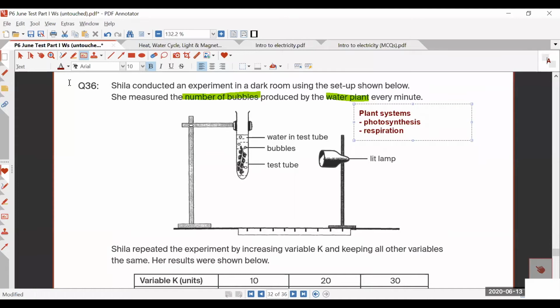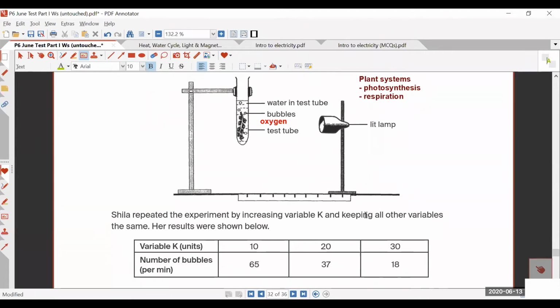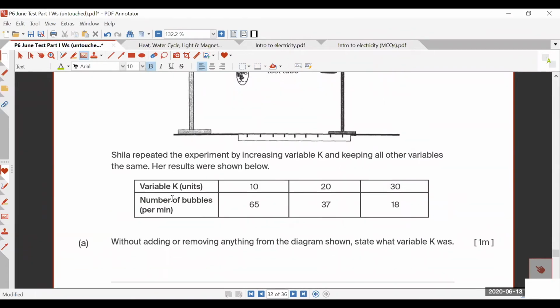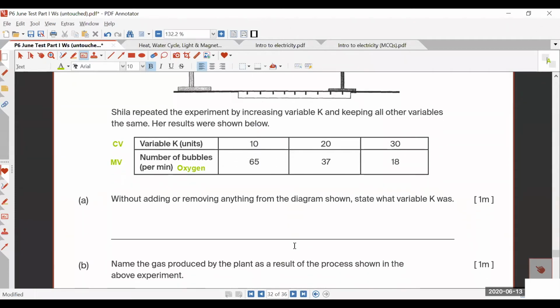So here we got the number of bubbles produced, and you know that's photosynthesis. So the bubbles are what bubbles? Oxygen bubbles. Okay. And then we got this variable K, then you know that it's CV and MV, right? So of course we have labeled our CV and MV. CV will be my variable K, I'm changing that. And my MV will be my number of bubbles produced. And this number of bubbles, you know that it's got to do with my oxygen bubbles, as you said. So always label all your diagram and everything. It's very fast, don't worry.